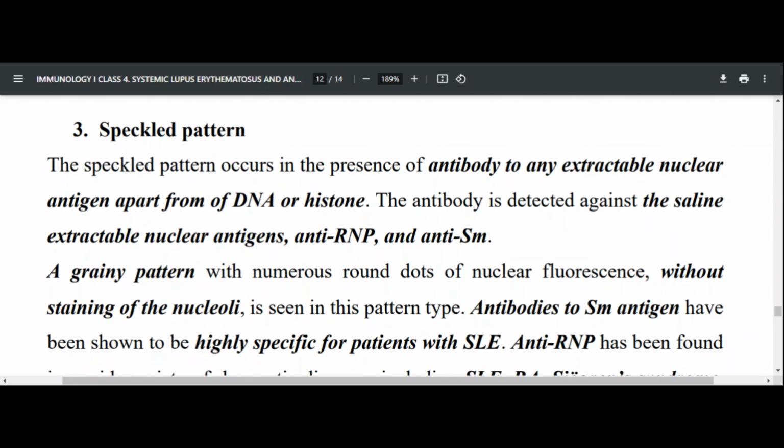The third pattern is called speckled, and the speckled pattern occurs in the presence of antibodies to any extractable nuclear antigen apart from DNA or histone. So that is also very important.